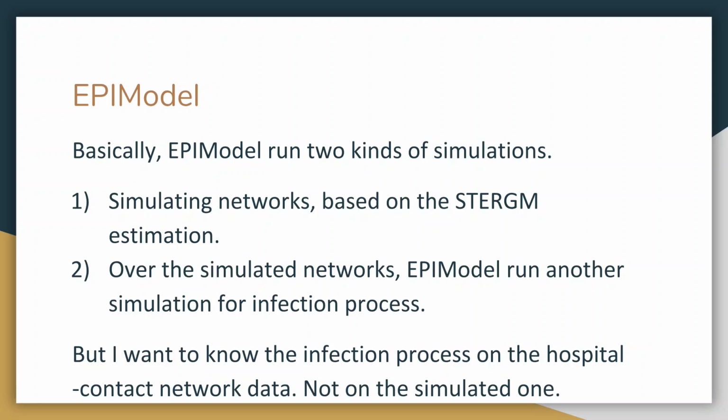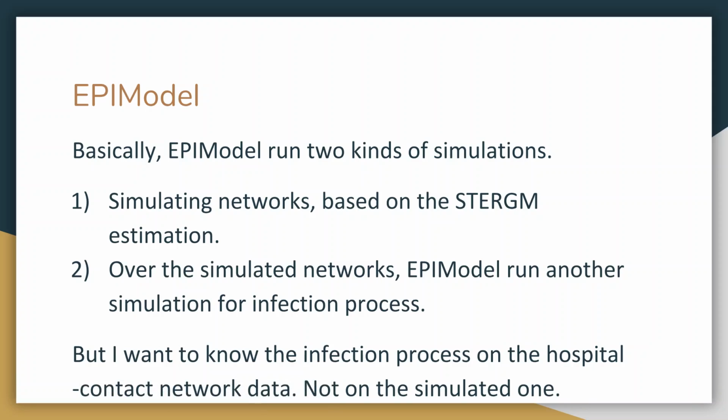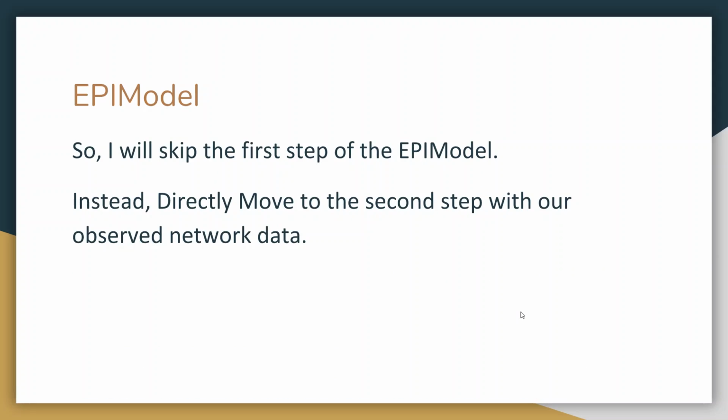But I want to know the infection process on the hospital contact network data we have, not on the simulated one. So we don't need this first step. That's why I said I'm not going to use STERGM. I will skip the first step of the EPI model and instead directly move to the second step with our observed network data.